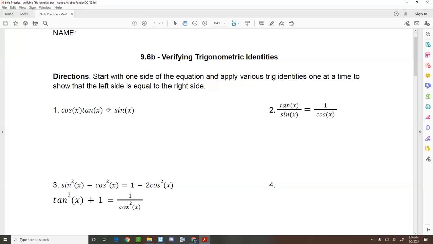Sorry about that. But essentially, you take one side and you try to make it look like the other side. All right, apply identities. See what you can do. You can discuss this with each other, you know. Collaborate. I think that's very key for this. Have fun.